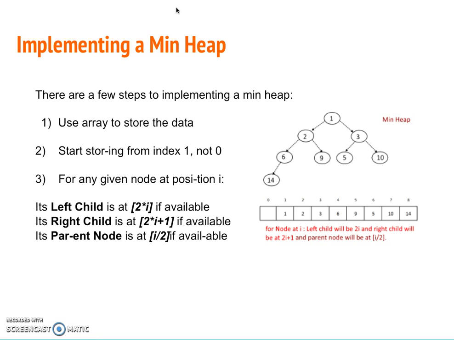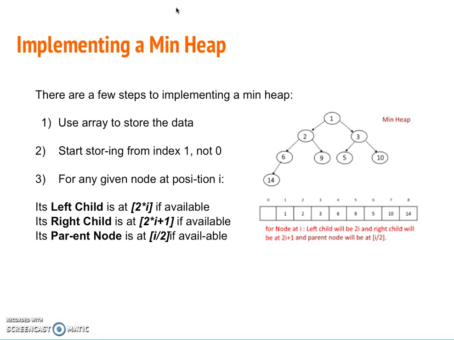There are a few steps to implementing a min heap. First, use an array to store the data. Then start storing the data from index 1, not 0. The first element in your array will be your root. Let's call the root's location i.